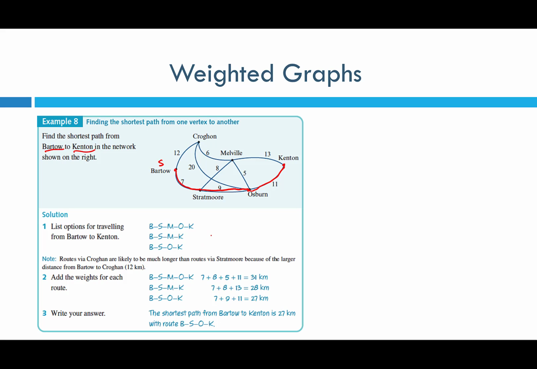So if I use BSOK, that there is going to give me 27 kilometers. So if I was looking at that, the others are going to give me more than 27 kilometers. So using trial and error, BSOK gives me 27 kilometers, and that's the shortest path.